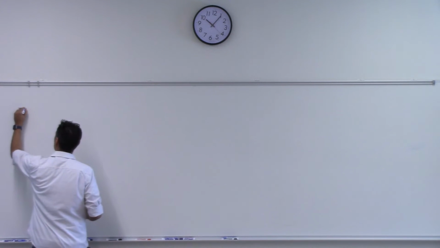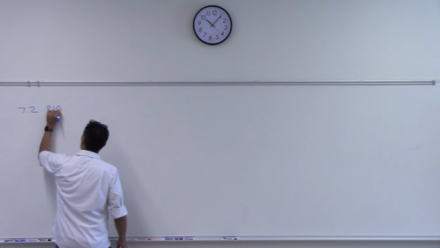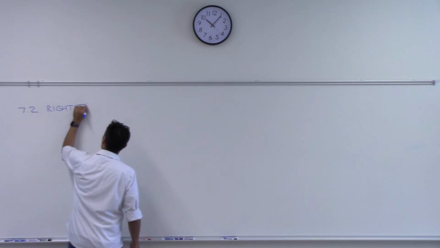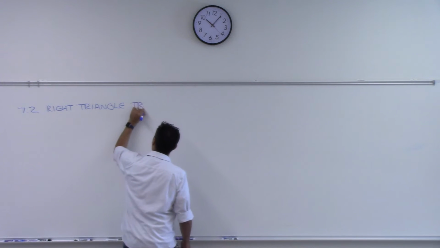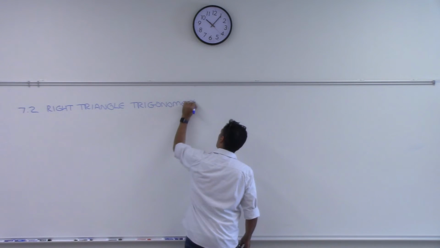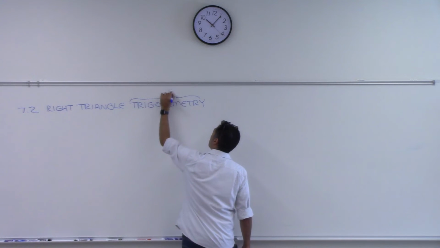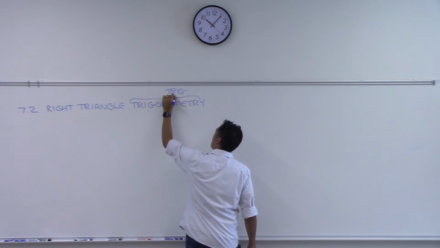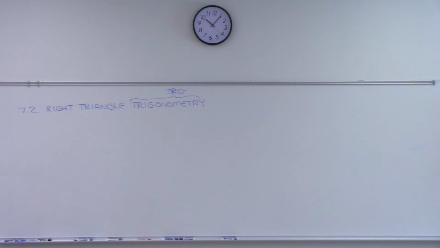7.2. All right, this section is called right triangle trigonometry. Now, trigonometry is a long word, so from here on out, I'm just going to write trig. Right? Trig. So right triangle trig.